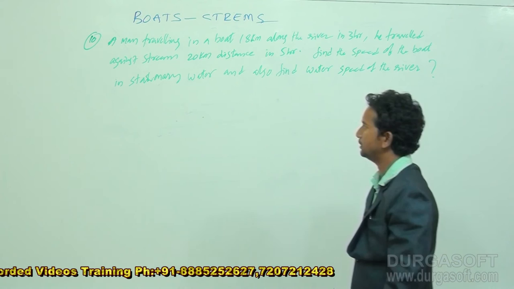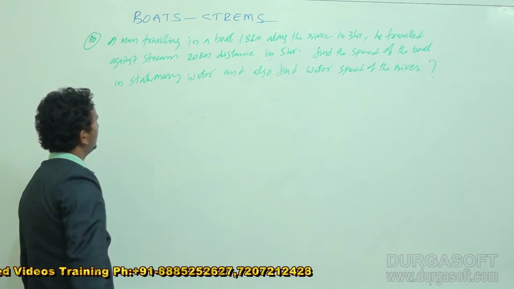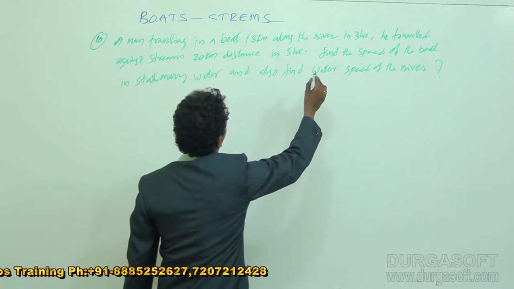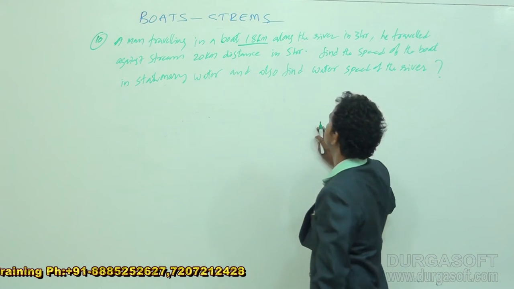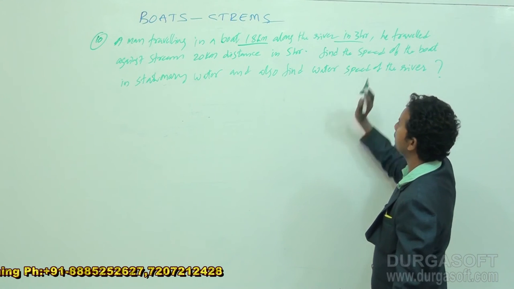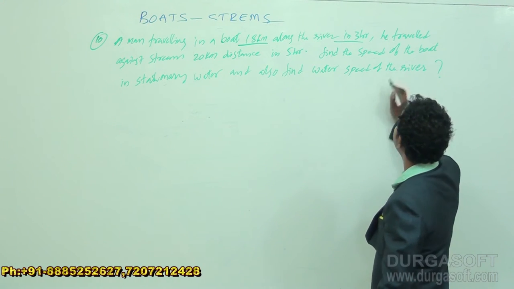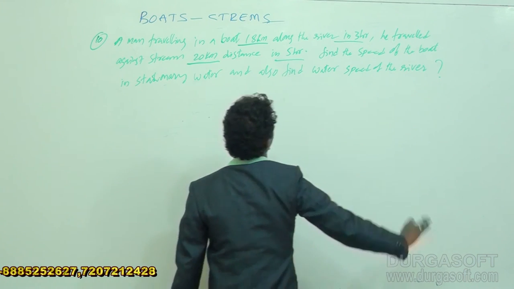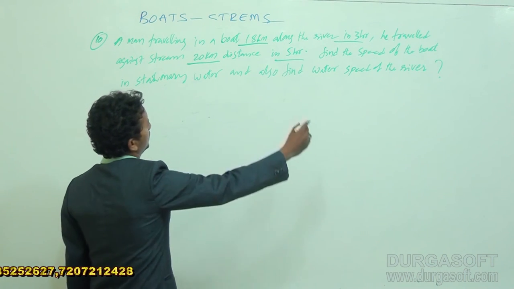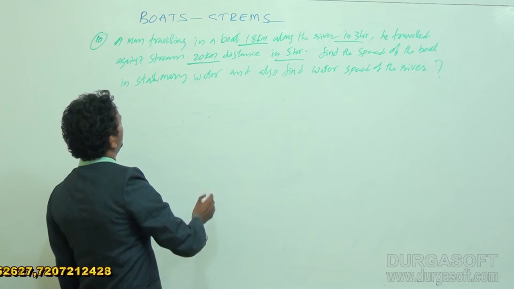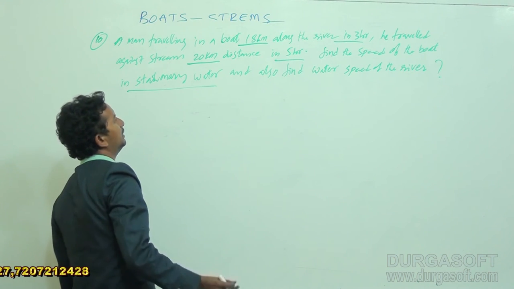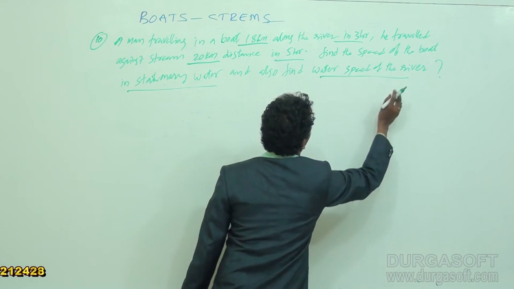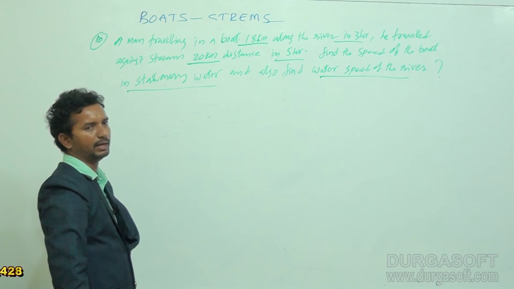So this is given here. A man traveling in a boat 18 kilometer, the distance is given here, along the river, and 3 hours time is also given. Now he traveling against the stream 20 kilometer, they given 5 hours. Then the speed of the boat in stationary water, nothing but you are finding the x value here. Also finding the speed of the river, nothing but the y value also.